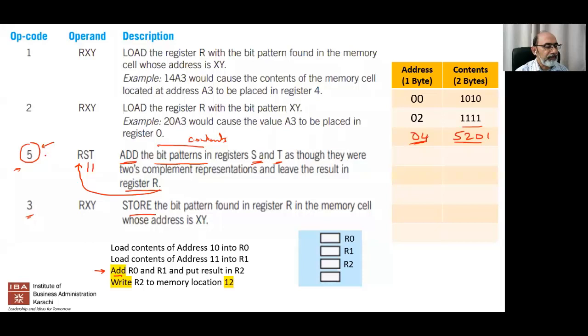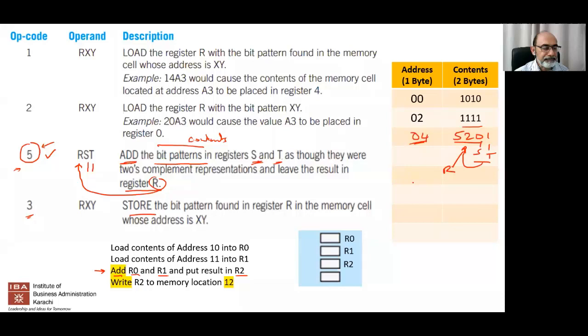And so 5 is clear. It's going to add the bit patterns in S and T. So it's going to take register 0, this is S, and register 1, this is T, and it's going to put the result of these two into register 2, which is R over here. So that's clearly going to do it. R0 and R1 and put the result in R2. Okay, very good, excellent.